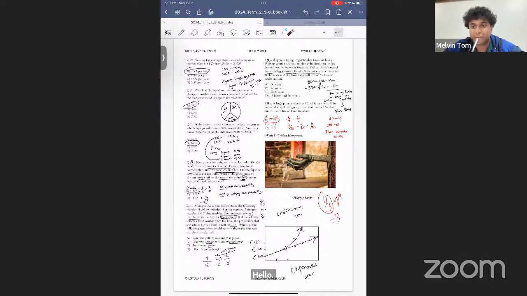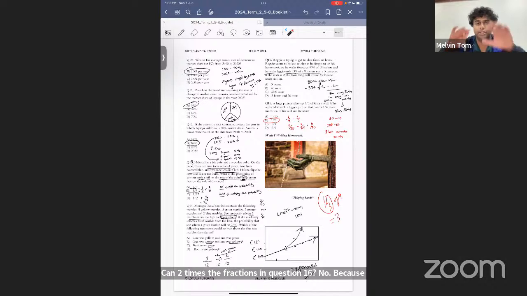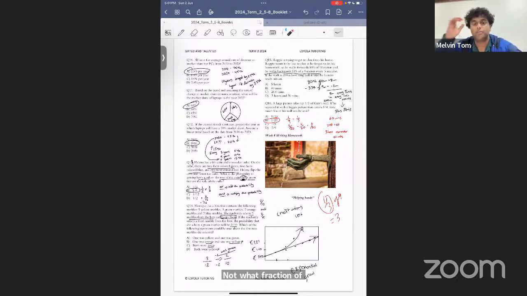Let me just take a look. Can't you times the fractions in question 16? No, because it's asking for the difference in the two paintings, not what fraction of the other painting it is. So when you're doing difference, you do subtraction.